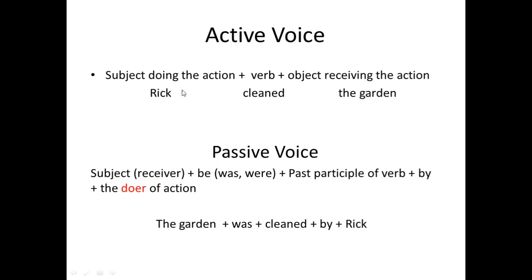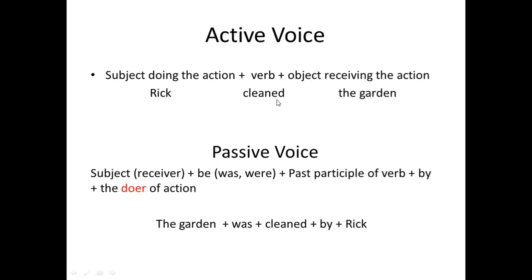So here, look at this. Rick cleaned the garden. What is the tense of the sentence? You see the ed, right? So it is definitely past. And Rick is just one person, right? It is singular. So you have to choose was instead of were, because were is for plural, was is for singular.